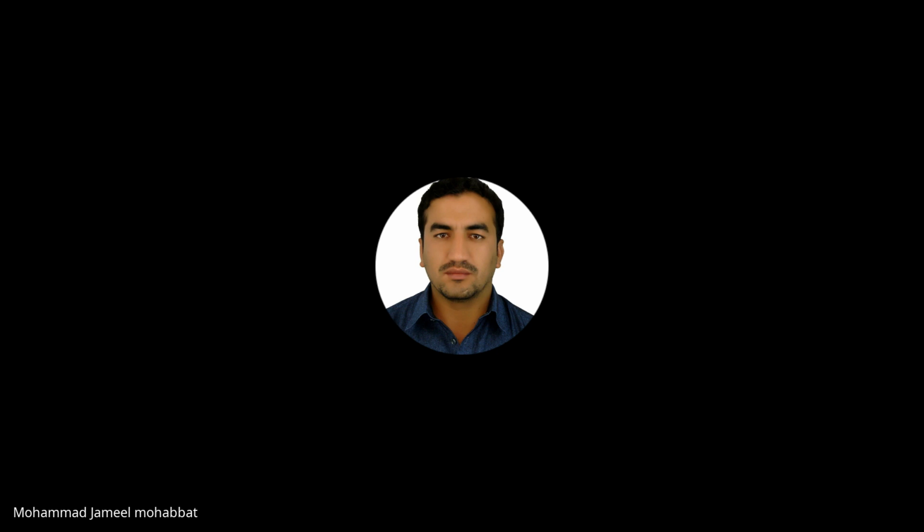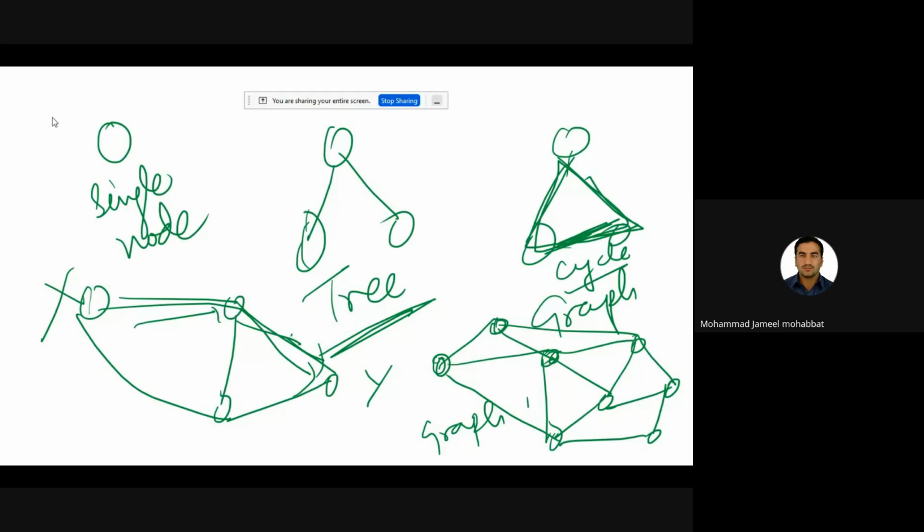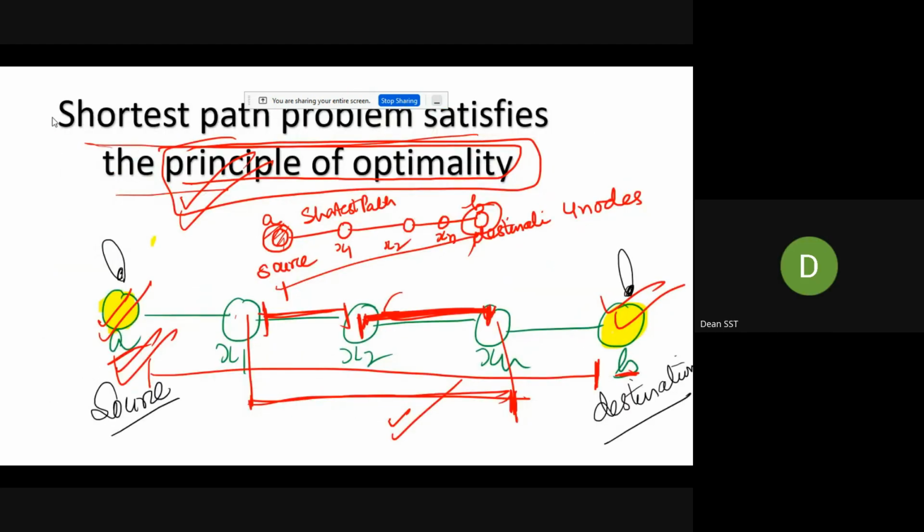We had started the principle of optimality, taking the example of a graph. Let me share the slide. Is it visible? Class, is it visible? Yes, it's visible. Okay, so the principle of optimality.